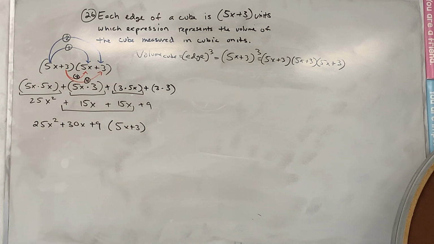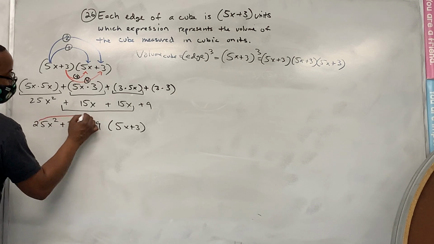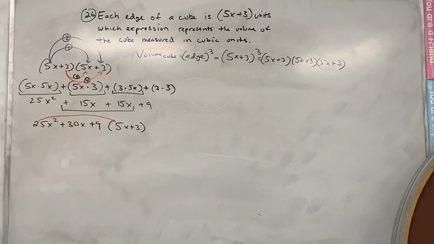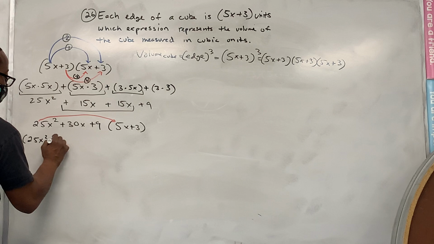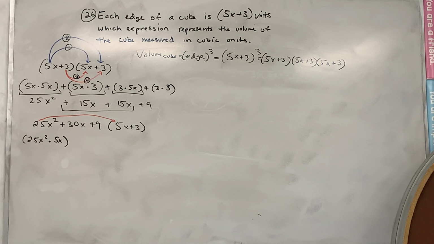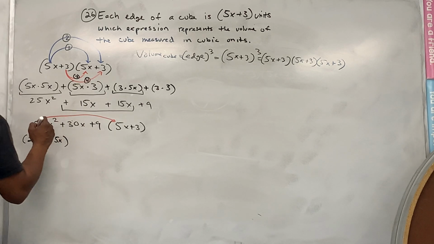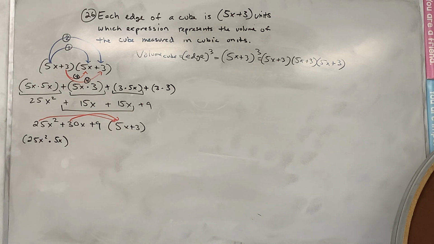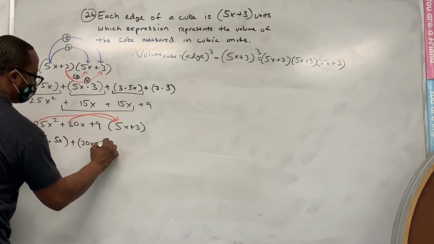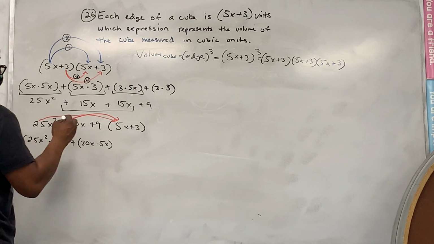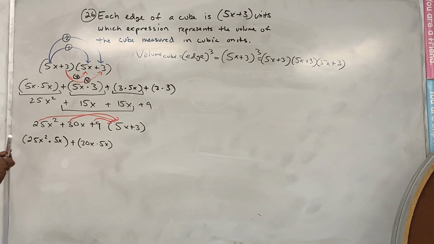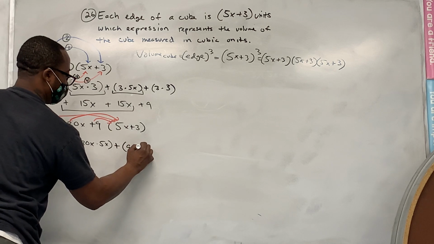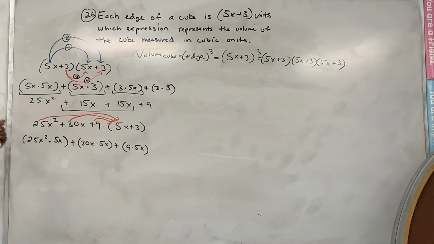Okay? Now, the first thing we're going to do here, color code again. First, the 25x squared has to multiply against the 5x. So that's when I write 25x squared times the 5x. That's my first move. My second move, I'm going to take the second number, 30x times 5x. Sorry about that. That's going to be 30x times 5x. Then I'm going to do the 9 times the 5x. 9 times 5x. Now I'm going to do the same thing. All 3 of those are going to be touching the 3. I'm going to draw that in blue.